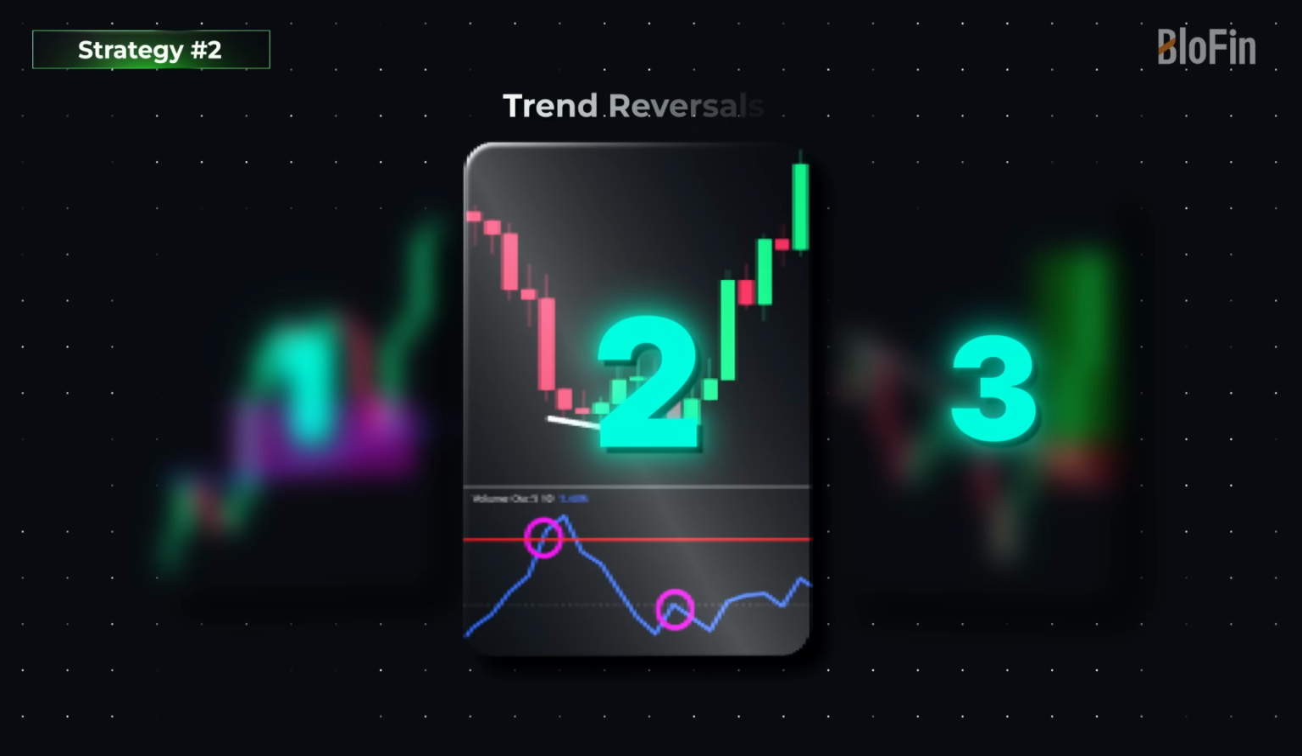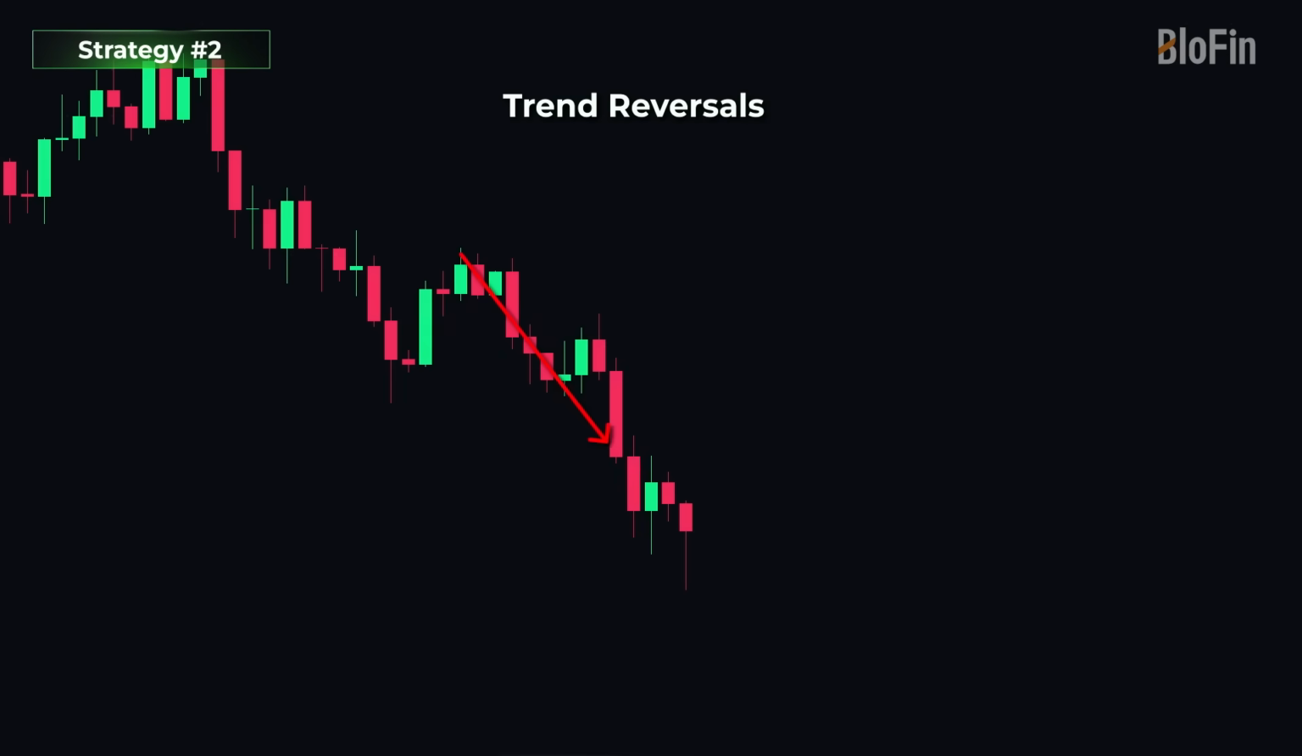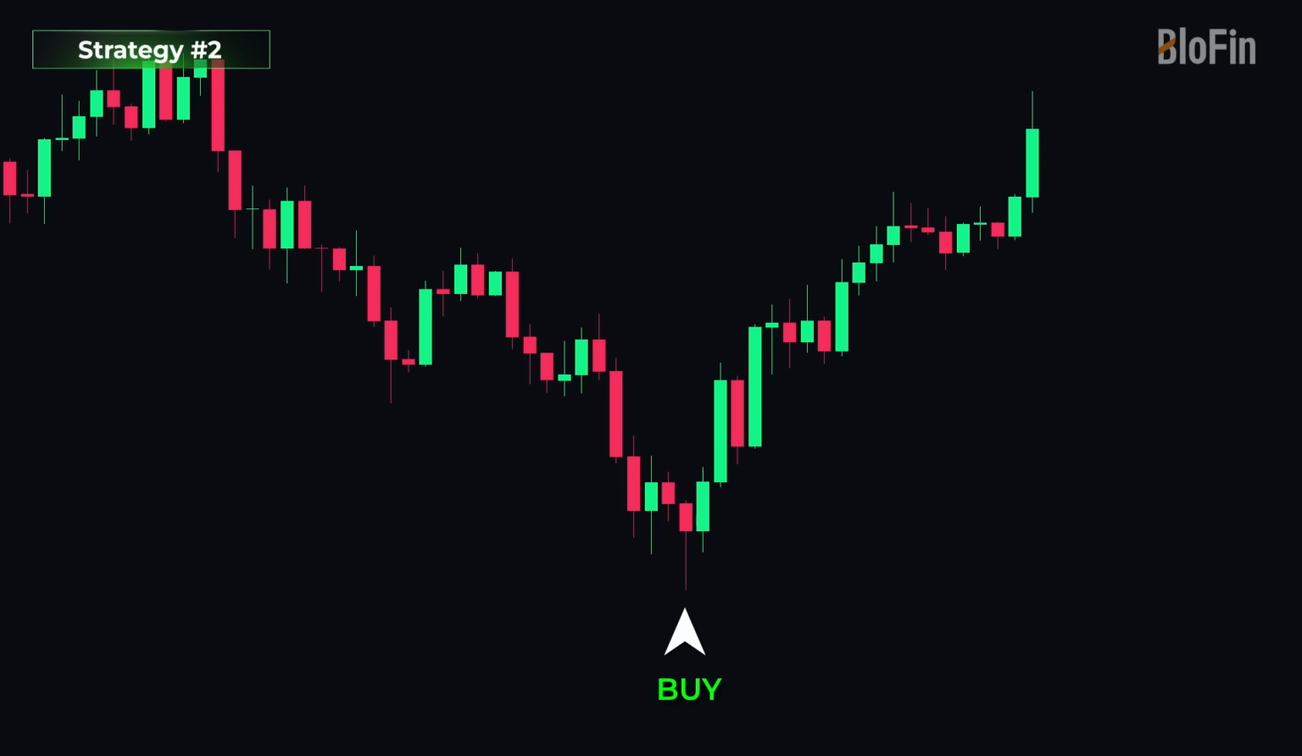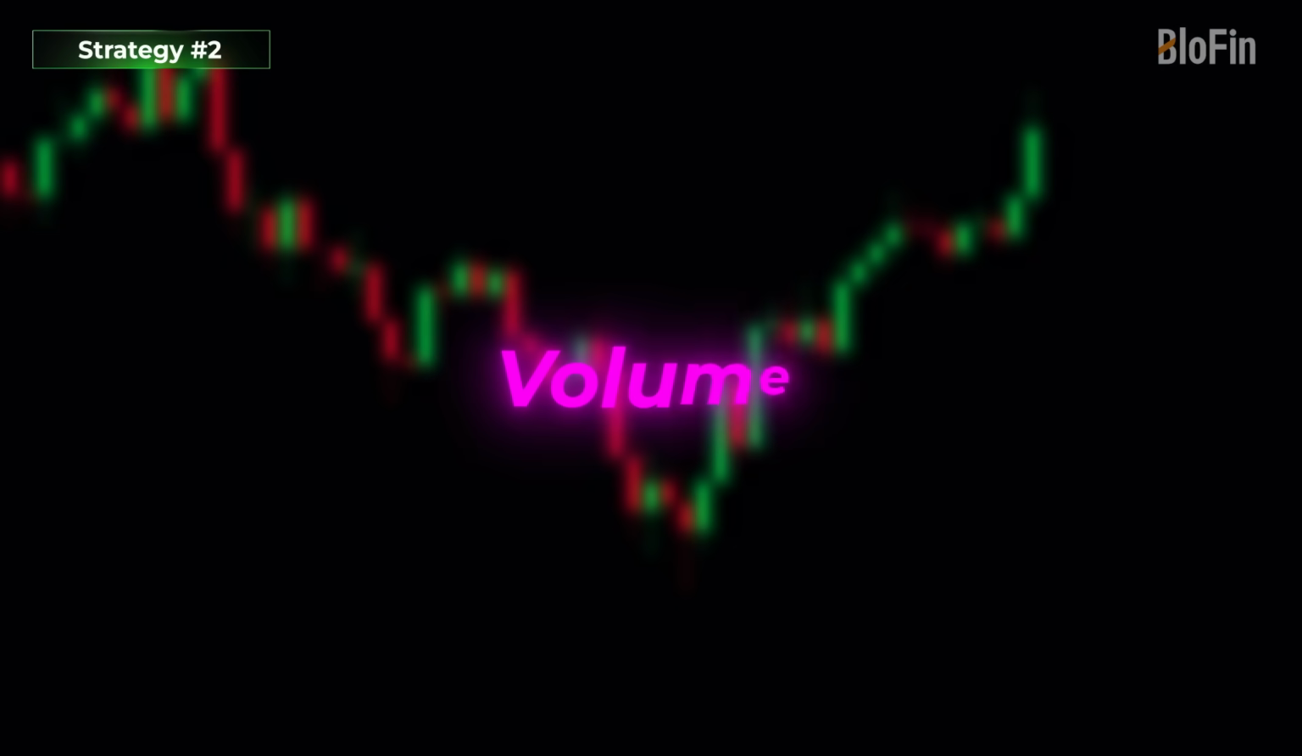For this one, we're taking advantage of trend reversals. For example, if price is in a downtrend, we'll try to spot the exact moment where the downtrend is about to end so that we can time our buy entry right before the trend reverses. Now, of course, timing reversals like this isn't easy. Luckily, there is a way to do it with high accuracy, and that's by using volume.